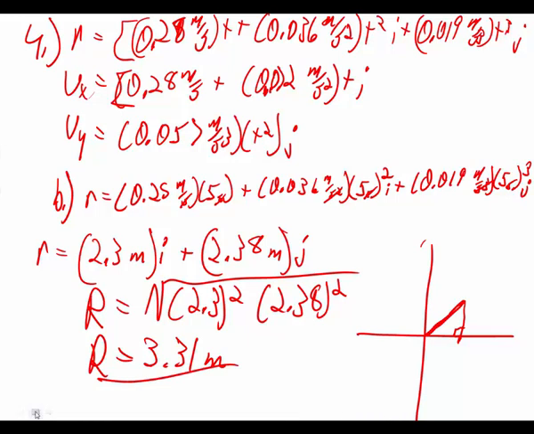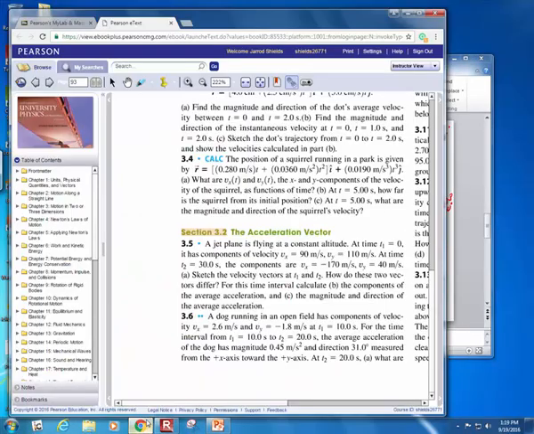Now part C is what? Do I need to go back? Let's go back and look at it real quick, because we may not have photographic memories. At time 5 seconds, what are the magnitude and direction of the squirrel's velocity? So now we plug it into the radius. Now we go back to part A and do what?